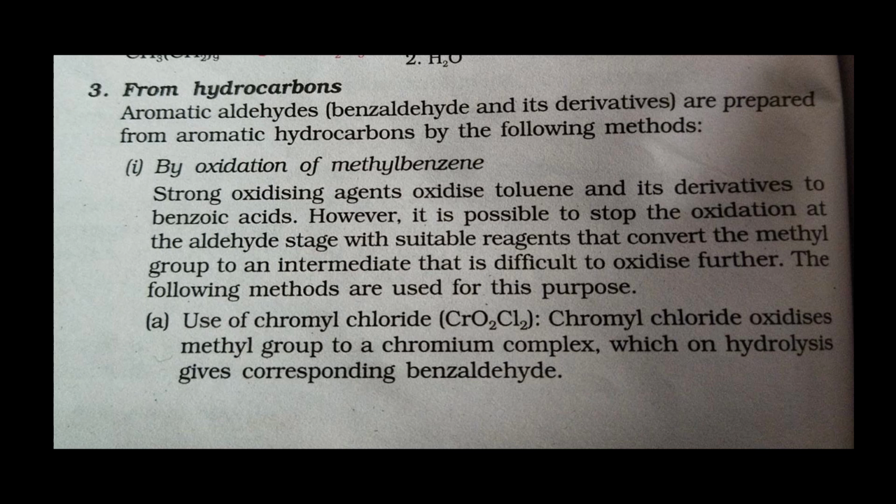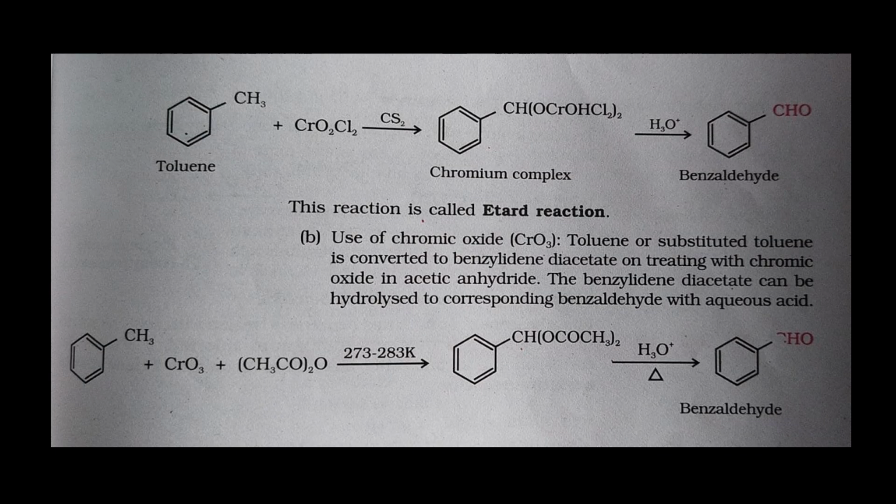First one, use of chromyl chloride, CrO2Cl2. Chromyl chloride oxidizes the methyl group to a chromium complex, which on hydrolysis gives the corresponding benzaldehyde. Toluene plus CrO2Cl2 in the presence of CS2 gives a chromium complex, which in the presence of H3O+ gives benzaldehyde. This reaction is called the Étard reaction.